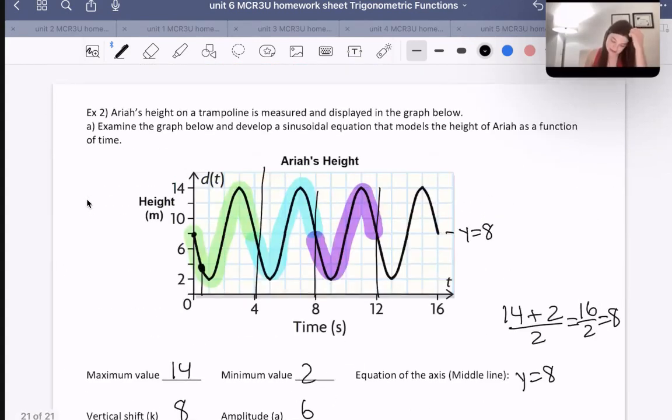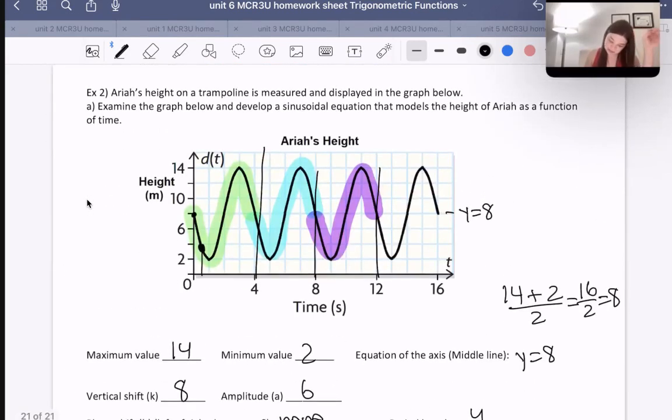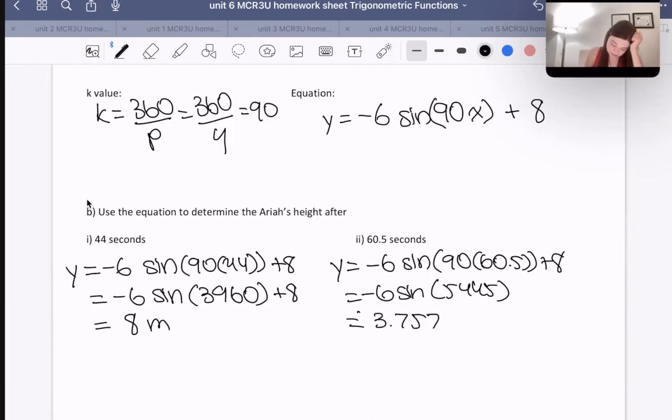Oh, and I guess the height is in what dimensions? Was it meters? Yeah, it's in meters. So I'll put that it's meters here. And we could also write a conclusion statement, just quickly saying after 44 seconds, Arya's height is 8 meters. And then for the second one, after 60.5 seconds, Arya's height is approximately 3.757 meters.